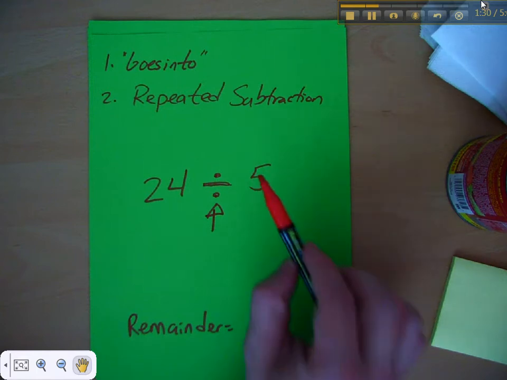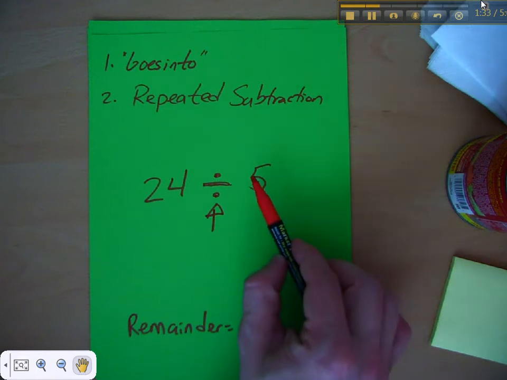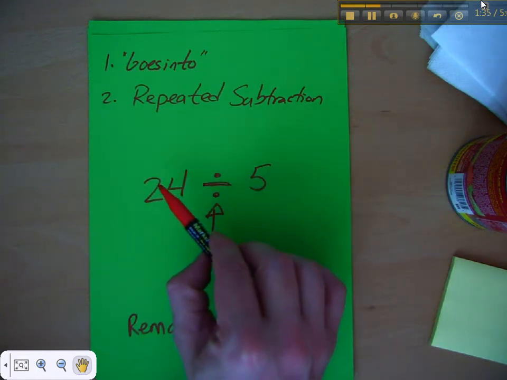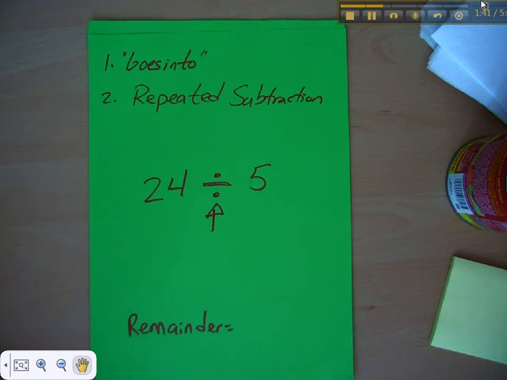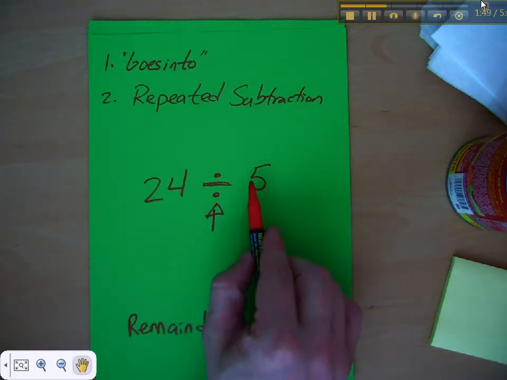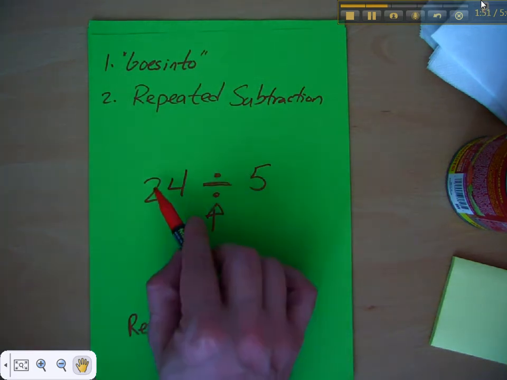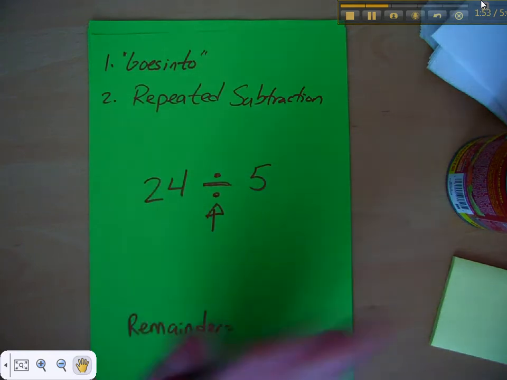How many times can 5 go into 24? But here's the catch. You have to get as close as you can to 24, but you can't go over. If you go over 24, you have to do one less than that, okay? So how many times can 5 go into, or Gazinta, 24? Get as close as you can, but don't go over.